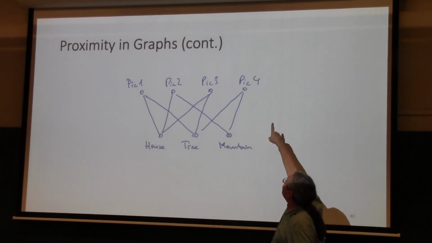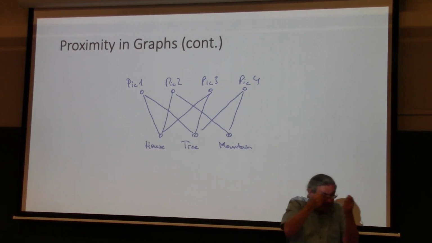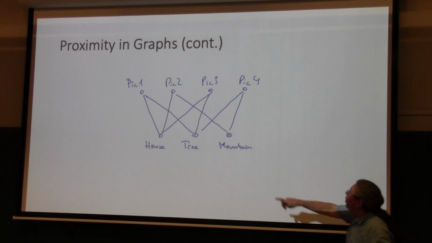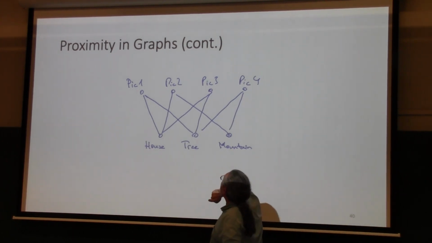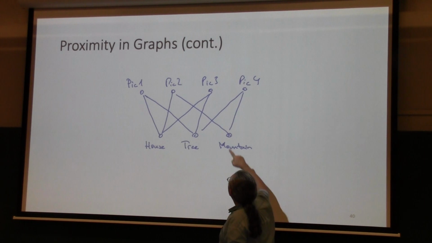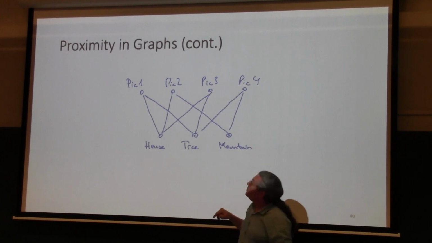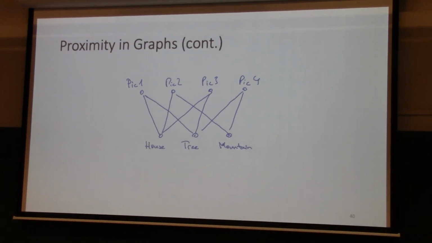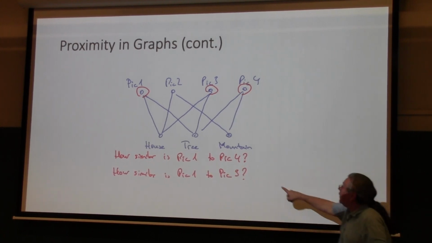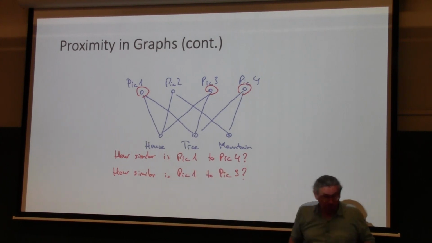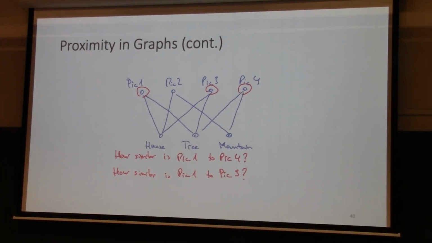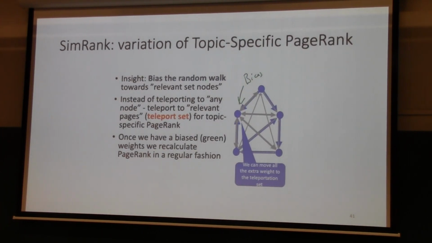So here's another example. I have 4 pictures, and I want to show how similar these pictures are. Picture 1 has a house and a tree. Picture 2 has a house and a mountain. Picture 3 has a house and a tree. And 4 has a tree and a mountain. So which pictures are similar to picture 1? How similar is picture 1 to 4? Or maybe there's ones that are closer. 1 to 3 might be closer because they both have a house and a tree. So we can use something like PageRank to figure that out.